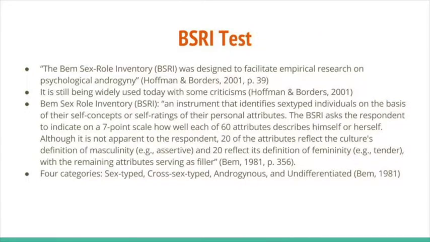So, how have they studied gender schema theory? Very good question, Duncan. Bem herself designed the Bem Sex Role Inventory to facilitate empirical research on psychological androgyny. Bem used this test to categorize individuals. After taking the test, an individual would be classified as either sex-typed, cross-sex-typed, androgynous, or undifferentiated. If an individual is sex-typed, they are more likely to subscribe to culture-specific gender stereotypes.